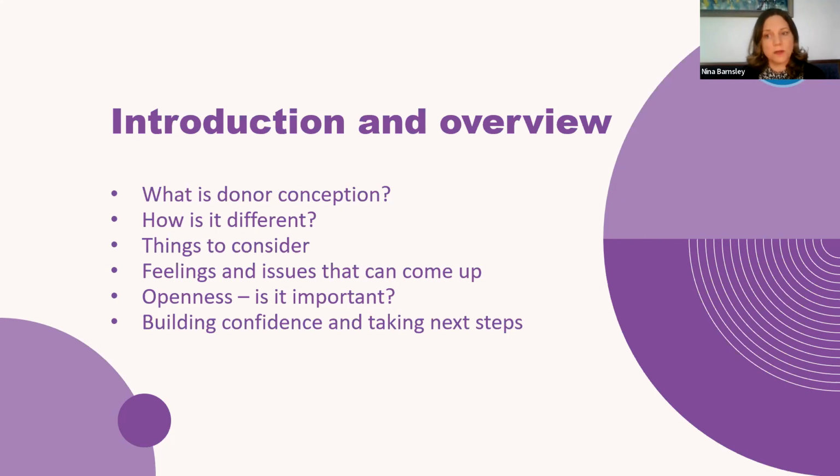I am going to talk about openness, which is around who you are going to talk to about this, and how you might think about whether you're going to talk to the child, when you're going to talk to the child, how you're going to talk to a child about these things, and just a little mention of why it's important. By the end, what I'm hoping is that you'll find some strategies for how you can build some confidence in your decision making, whatever that is, and know perhaps what the next steps might be that you're going to take.